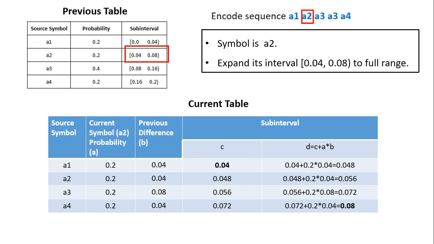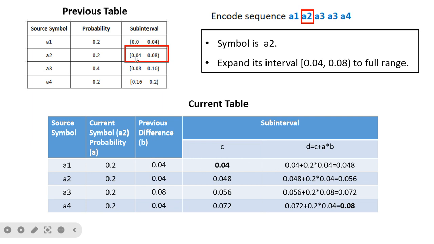Now in the previous table we need to check A2, because we are expanding A2. The A2 range comes between 0.0 and 0.08, so we need to expand the entire interval between 0.0 and 0.08. Here we take the probability of A2, which is 0.2, and this is the probability difference of the previous table. So the differences are 0.04, 0.04, 0.08 and 0.04. In this way we are repeating the same step.